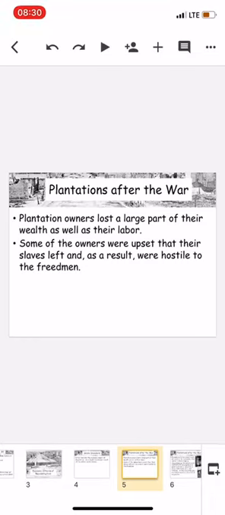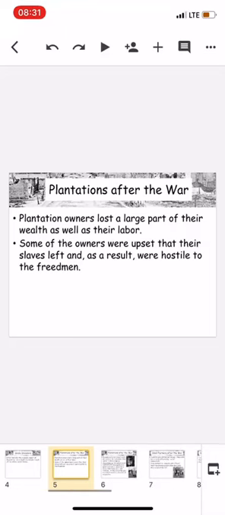So it's kind of a sad situation for them, even though it's a positive thing that the slaves are set free. However, they go back and forth with one another. Some of the owners were upset that their slaves left, and as a result were pretty hostile to the freedmen. So it kind of was still a negative for a lot of the former slaves that were set free, just because of the way that they had ended up being treated as a result. And a lot of people placed blame on them, unfortunately.